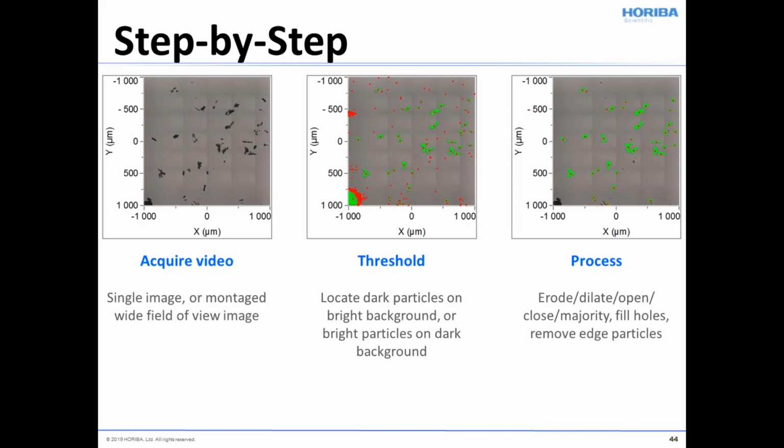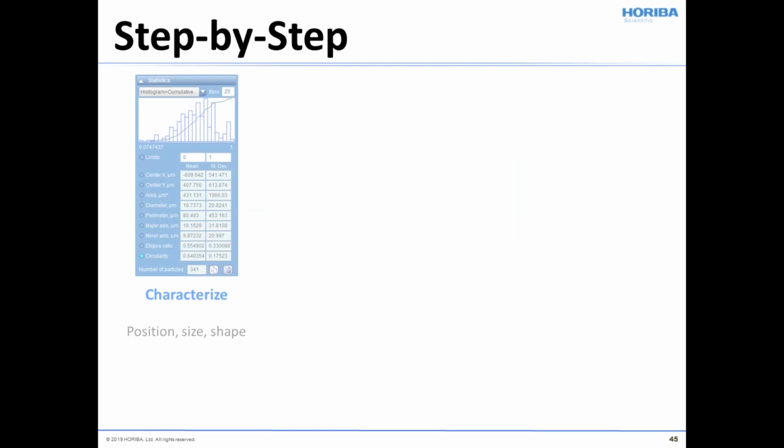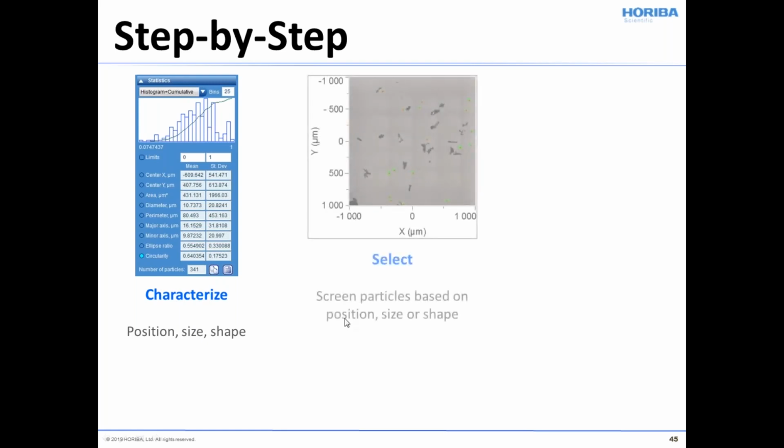All right, once all that's done, you then end up with a table of some metrics of distribution of the centers of the particles, the areas, diameter, perimeter, the major axis, minor axis, all the things that you see on the left here for the characterization based on the imaging portion.